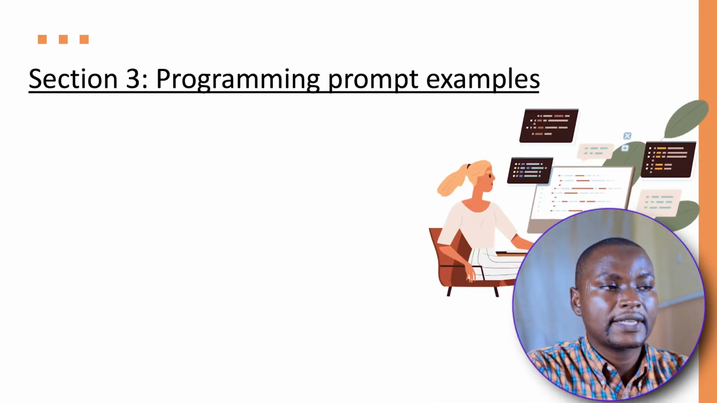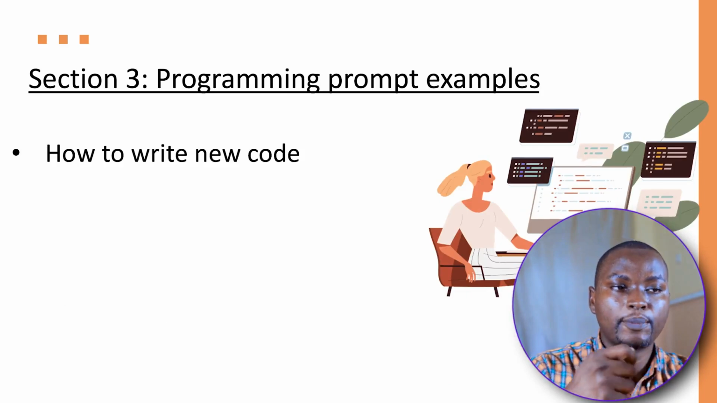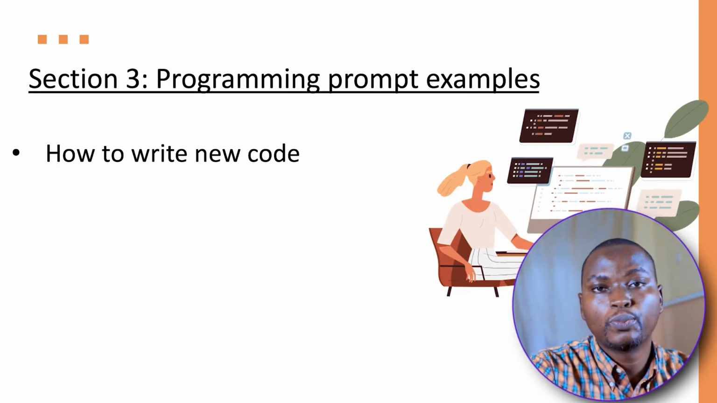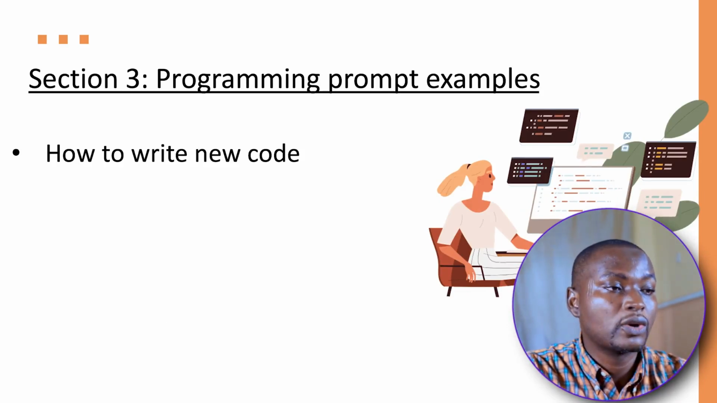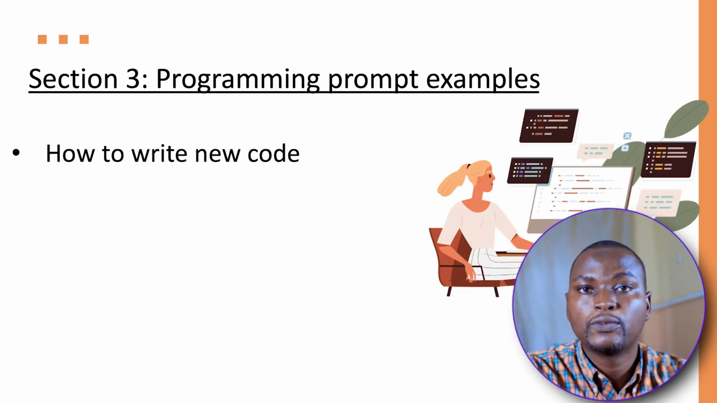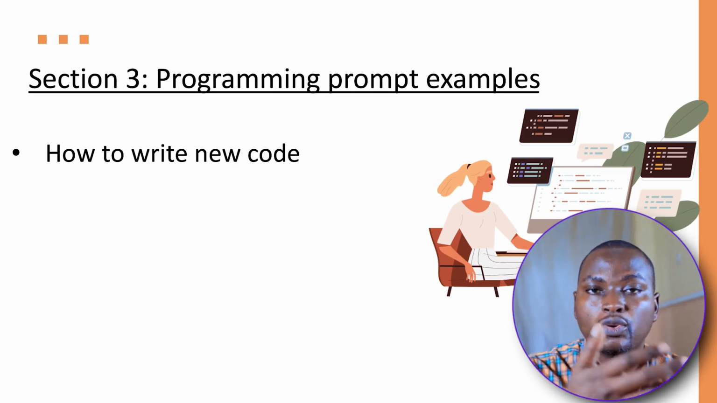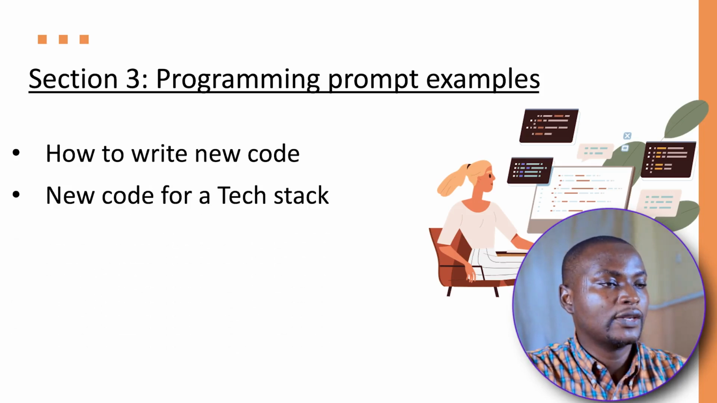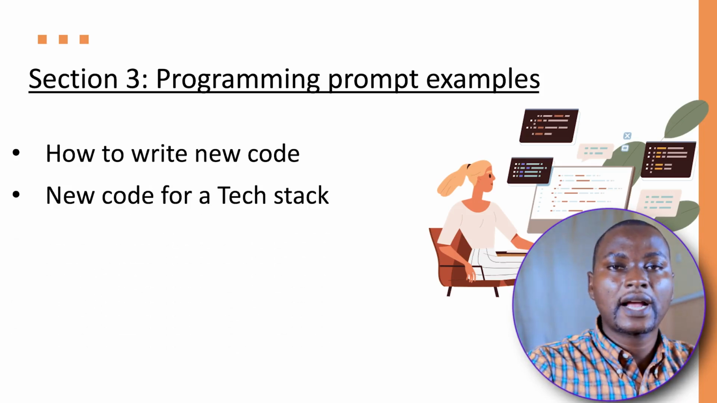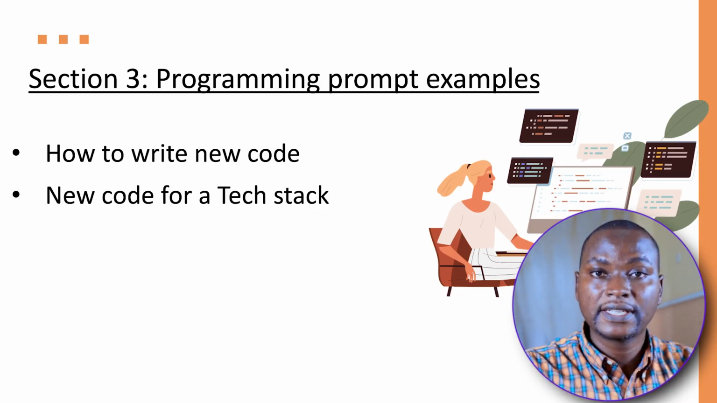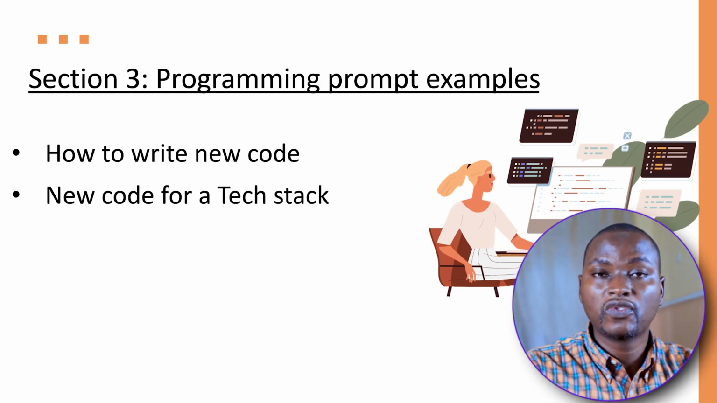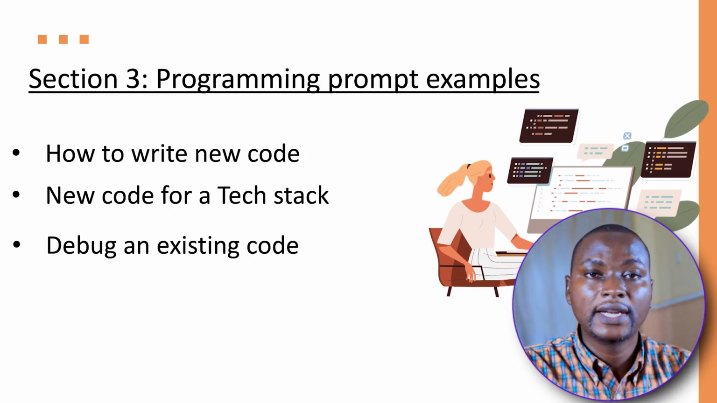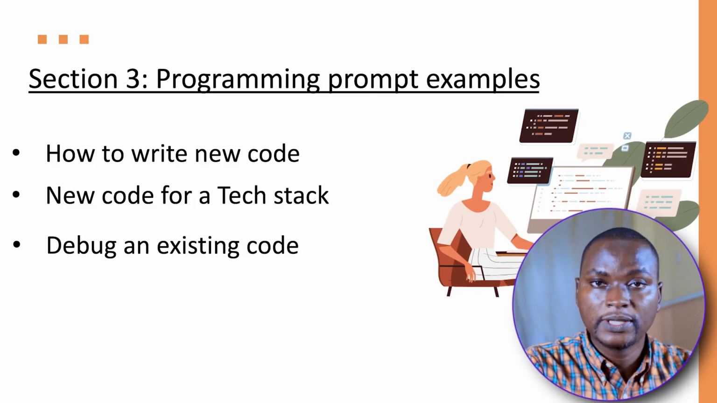And then we're going to look at section 3, which is programming prompt examples. We're going to look at direct prompt examples and how to prompt with templates, how to write new code with templates and live examples, writing the code and experiencing the action from ChatGPT. And then we're going to look at new code for a tech stack. How do we write code for a specific task, for a specific company, or for a specific design that we have? How do we debug existing code? We're going to look at that in detail also.